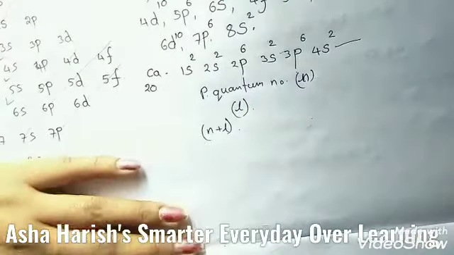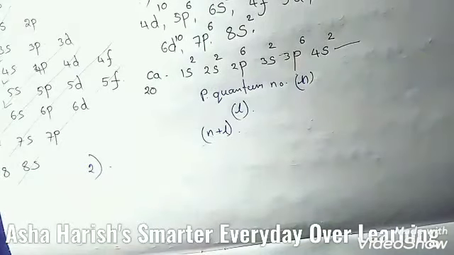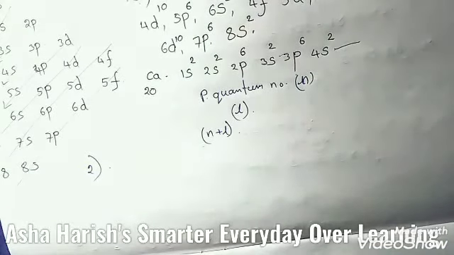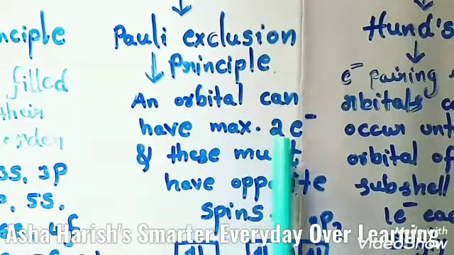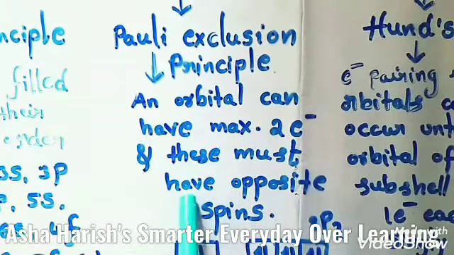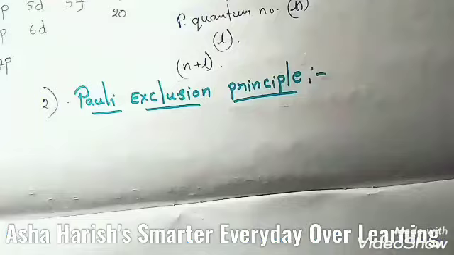And students, number two is known as the Pauli exclusion principle. Let us see the second one. An orbital can have a maximum of 2 electrons and these must have opposite spins. See students, this is the definition of the Pauli exclusion principle.